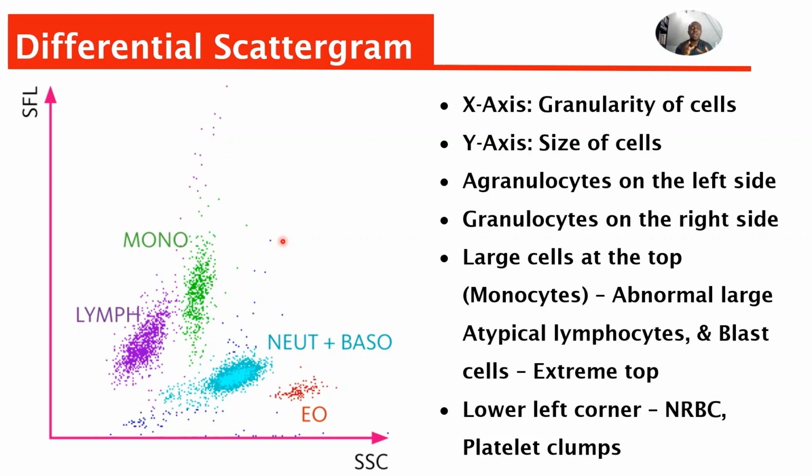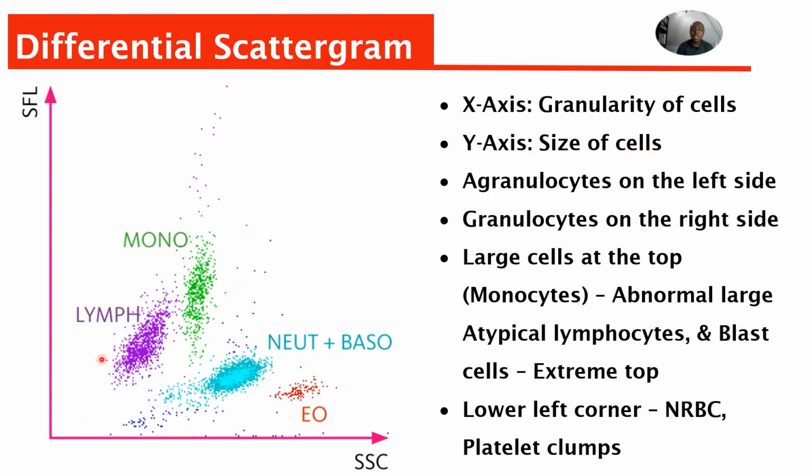So let's look at this differential scattergram. You are going to see a typical example of what I was trying to mention on the previous slide. If you look at it, you're going to see that this is a lymphocyte, this is a monocyte. Here you get neutrophils, and if there are basophils, you get basophils. Then here are eosinophils. Now, let me start by saying that there is a y-axis and an x-axis. The x-axis commonly measures granularity, while the y-axis commonly measures the size of cells.